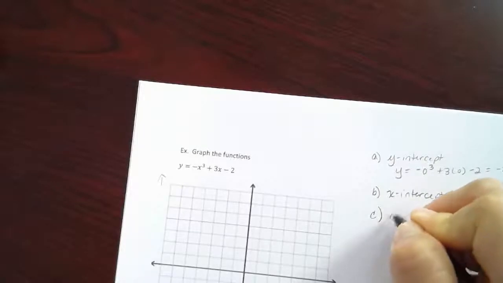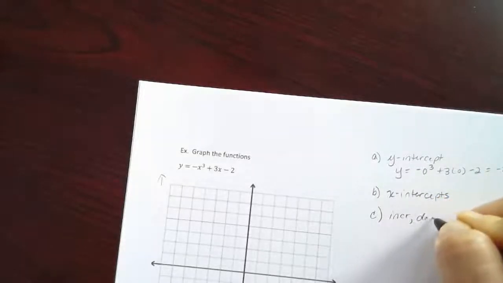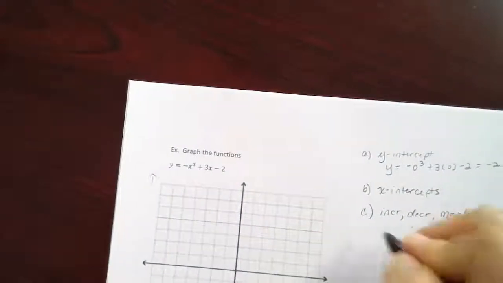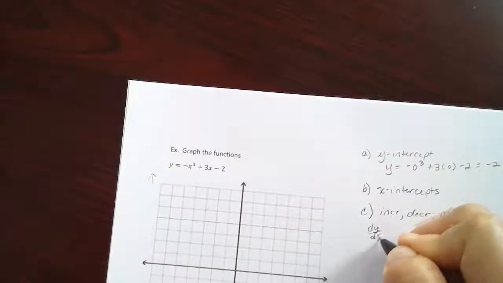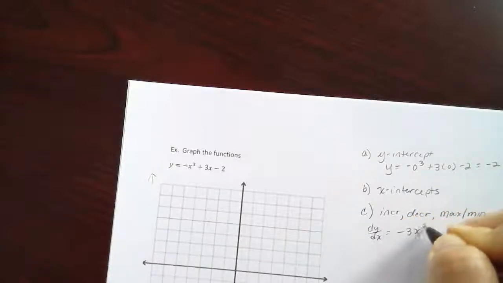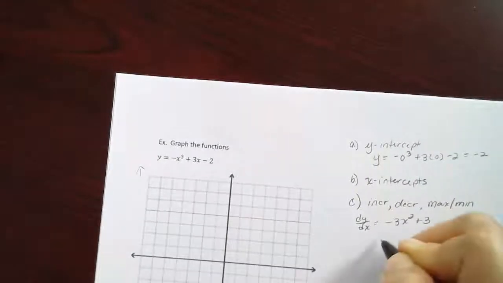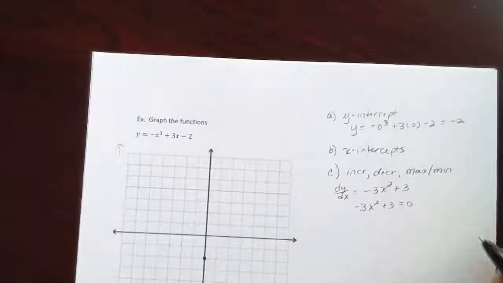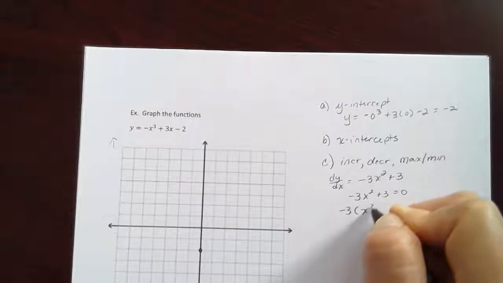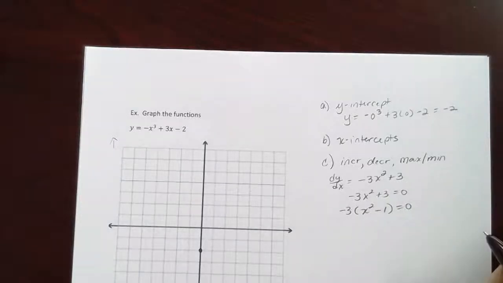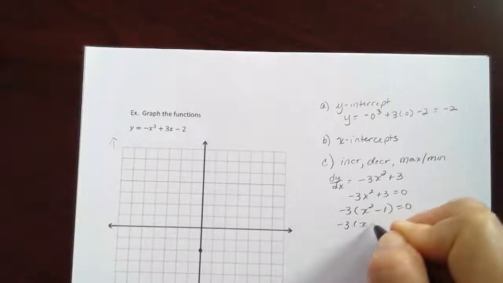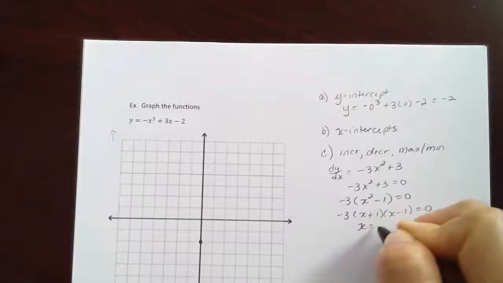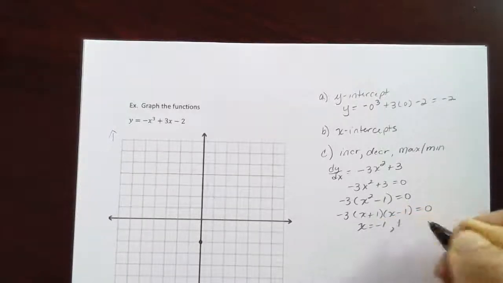So we want to figure out where we're increasing, decreasing, and local max and min values. So let's go ahead and do our first derivative. The first derivative will be -3x squared plus 3. Set that equal to 0. We're going to take out a -3 as our GCF, which leaves us with x squared minus 1 inside the parentheses. Difference of two perfect squares, so again, product of a sum and difference, which means critical numbers will be x is equal to -1 and x is equal to +1.